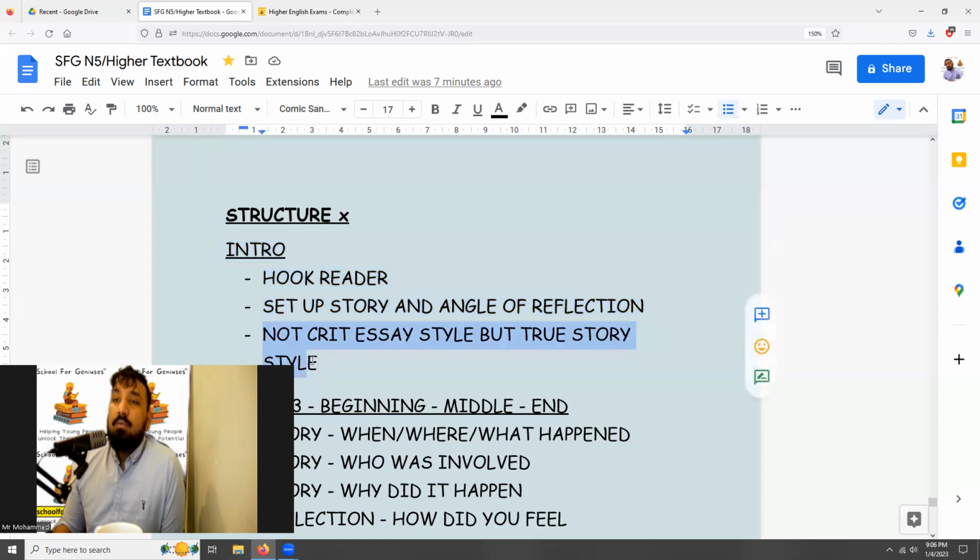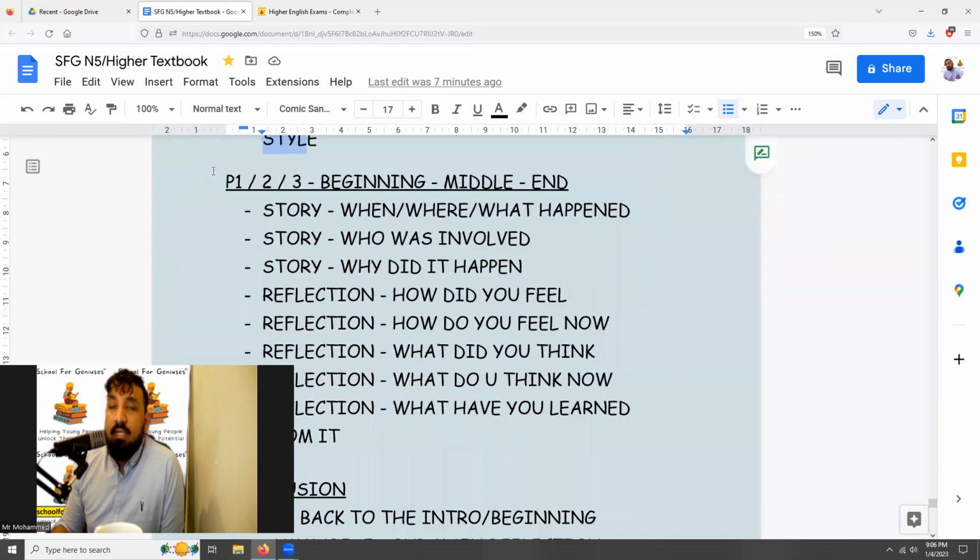Okay, now the thing to note in all of your writing, so for the whole of the reflective essay, you're not writing it like a critical essay. You're writing it more like a story. It's more a story than an essay. So you don't want to write it like "this essay will talk about" or formal things like that, with the quote and everything. You want to write it like a story, and then in between the story, you give your reflections. That's how you want to write it. Okay, so that's the introduction.